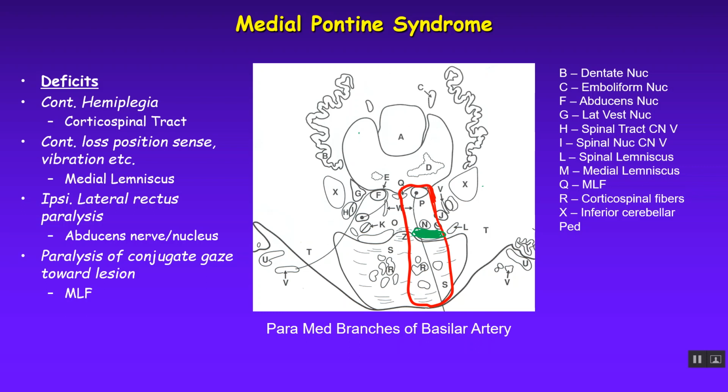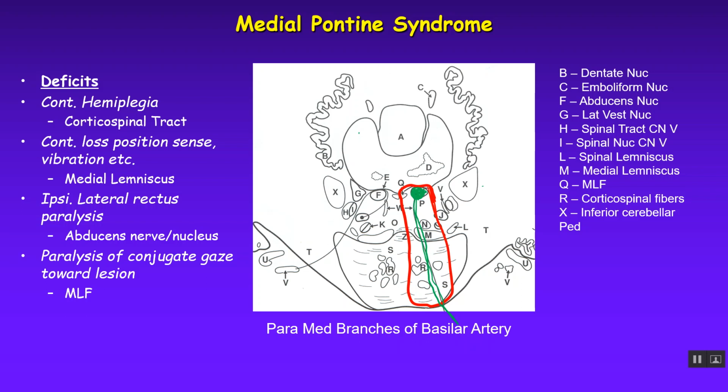Ipsilateral lateral rectus paralysis. It's because you're damaging the abducens nerve and nucleus. The nerve's running out here, you've damaged the nucleus, so you're damaging the nerve on that side. That's going to cause ipsilateral, left-sided lateral rectus muscle weakness. So if you were looking at this patient, their eye is going to be skewed medial a little bit because their lateral rectus isn't doing the job to counterbalance that. And if you ask them to follow your finger out to the left, it would only go to midline maybe, and then it wouldn't go any further because the lateral rectus wouldn't be working, okay?